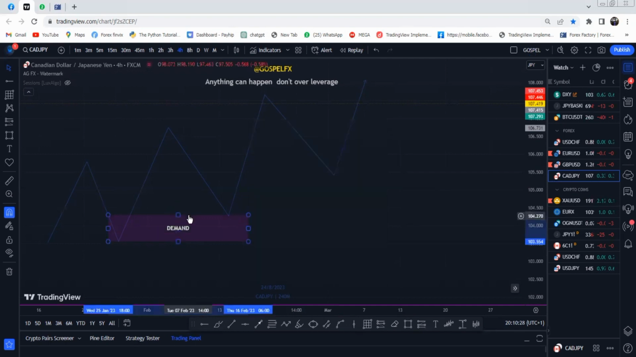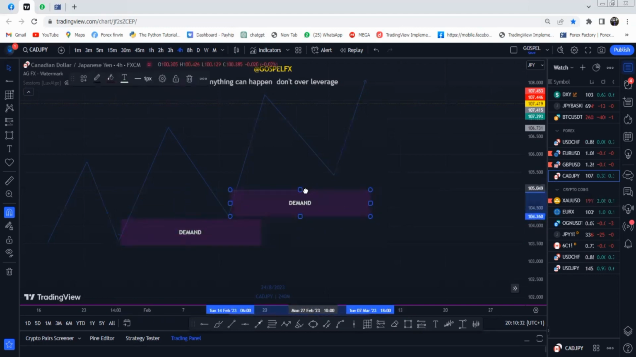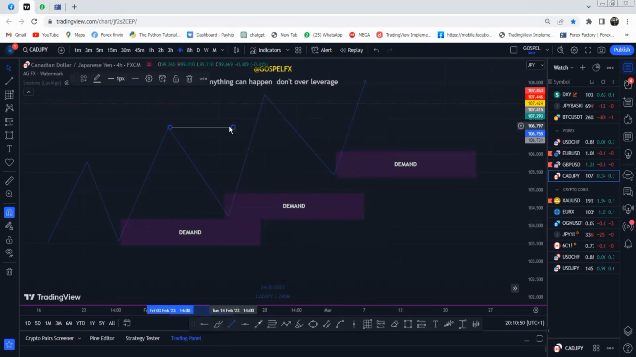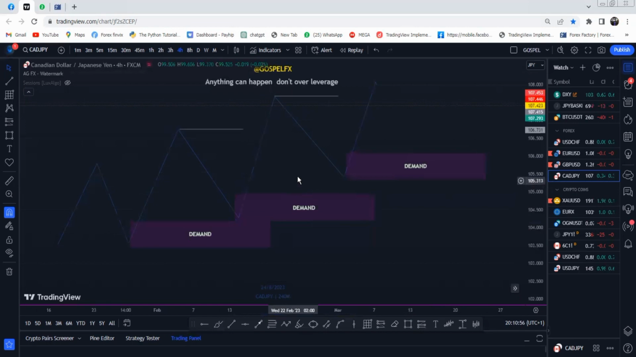This is going to be a demand zone, and then this again is going to be a demand zone, and this again is going to be a demand zone. This is how it is; it's going to keep repeating. Any point where you see price starts to rally up heavily, breaking structures and forming new ones, that's where the origin of that particular move is called a demand zone.